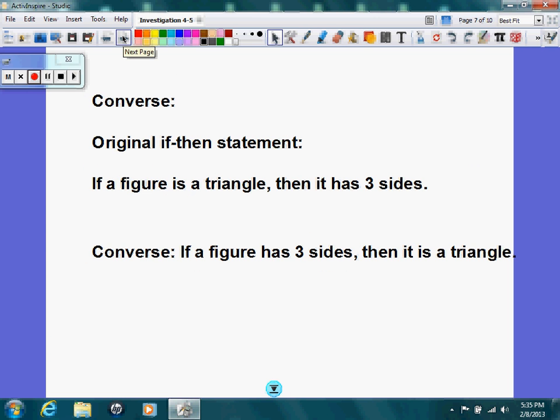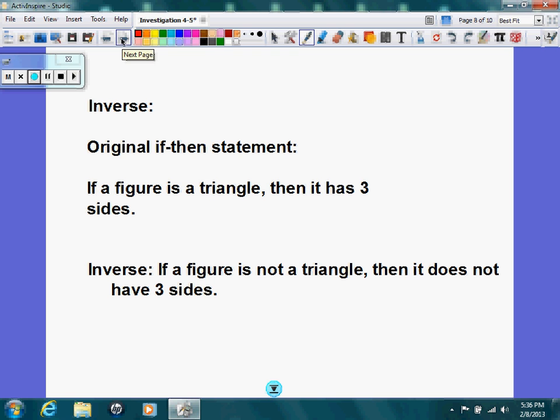A converse, here would be an example. The original if-then statement said if a figure is a triangle, then it has three sides. The converse of that would say if a figure has three sides, then it is a triangle. So what you do on a converse is you just simply reverse the parts: it has three sides, and replace it in here for the triangle. So you just reverse the roles of the parts of the statement here.